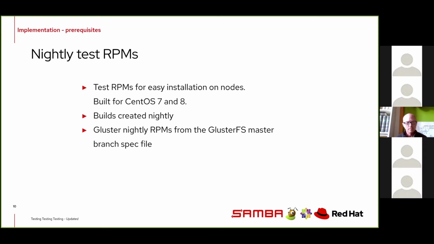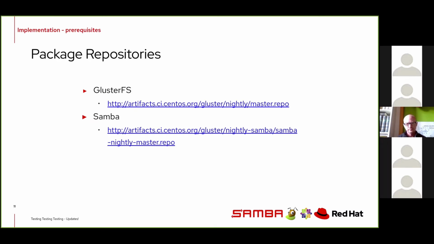The nightly test RPMs we build are built for both CentOS 7 and CentOS 8. These RPMs allow us to easily install the latest versions of Samba on our test virtual machines. These builds are created nightly from the latest master branch of Samba. We similarly also have nightly RPMs for the Gluster packages. These packages are built by the Gluster team from the spec file available in their master branch. These files are free to download and are available at these locations.